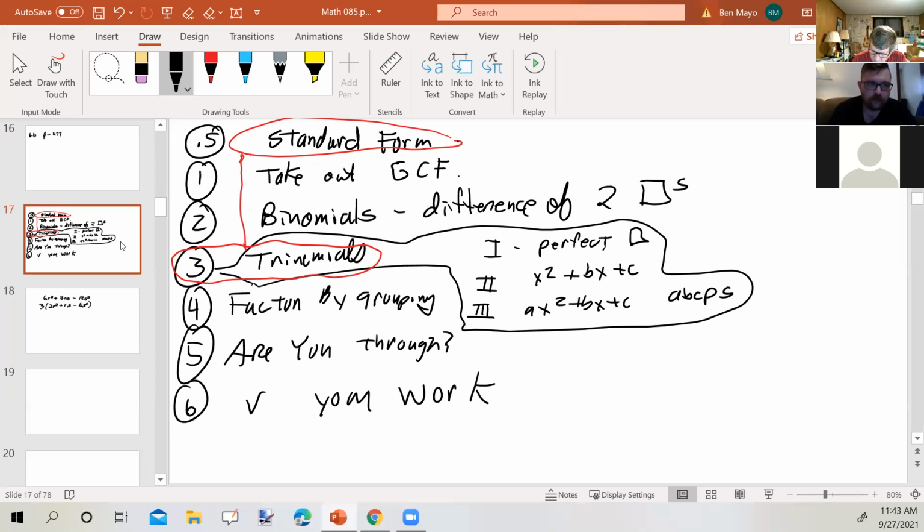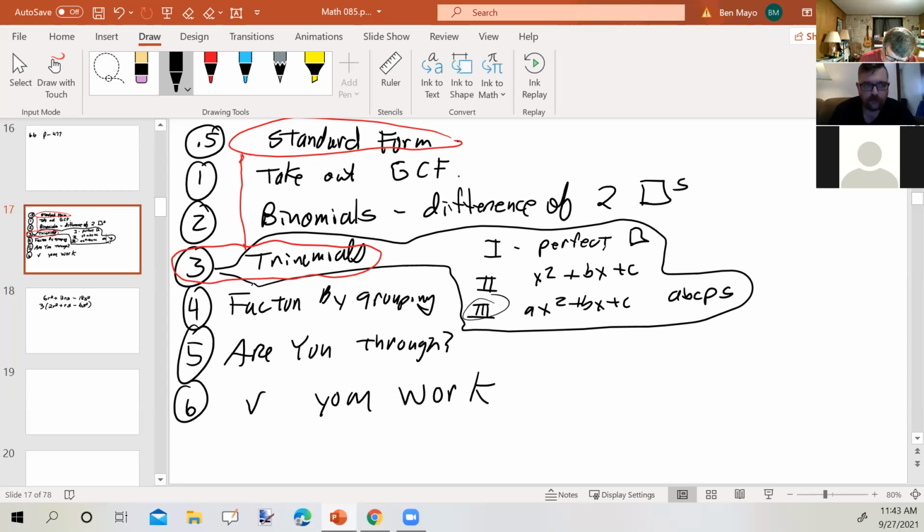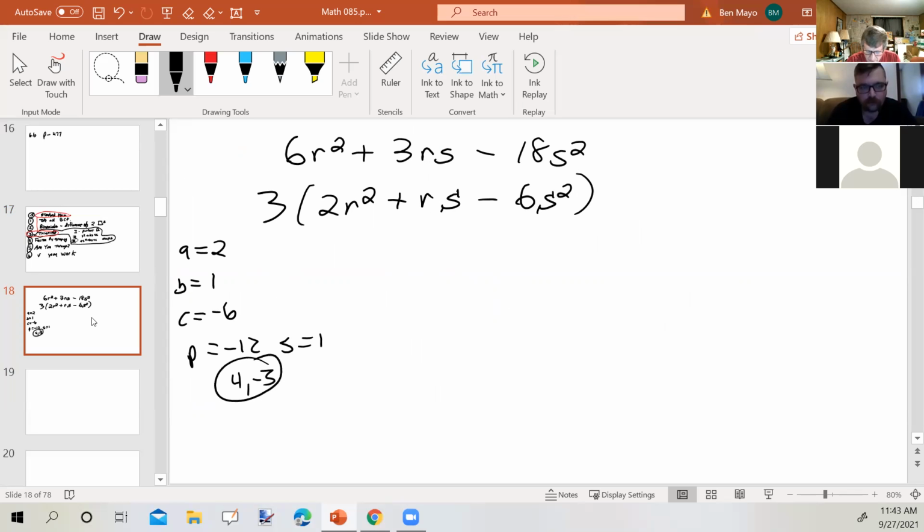How about in the form x squared plus bx plus c? Nope, it's not in that form. The leading coefficient is a 2. So I'm going to use grouping. Okay, so I'm going to go down here to this thing, grouping. So a is 2, b is 1, and c is -6. The product is -12, and the sum is 1. How about 4 and -3? 4 times -3 is -12. 4 plus -3 is +1. So the numbers 4 and -3 have a product that's -12 and a sum that's +1.